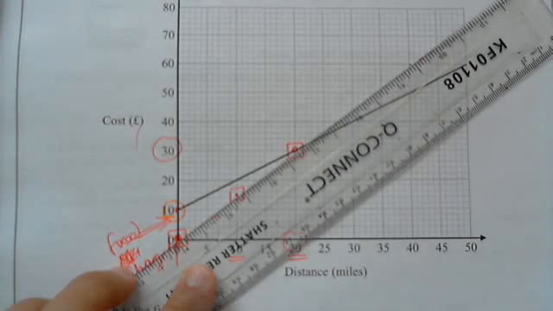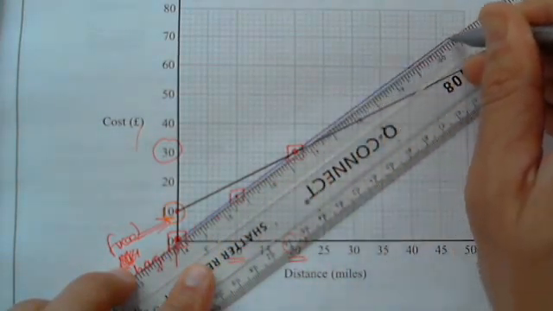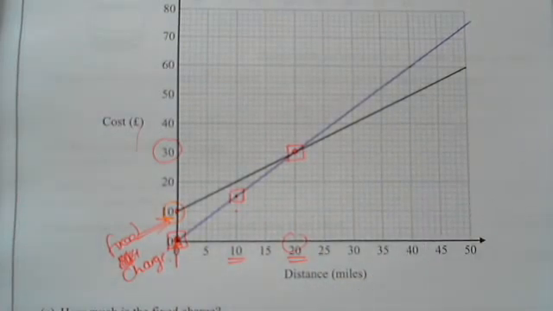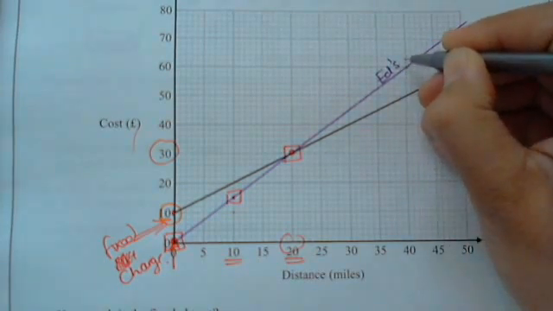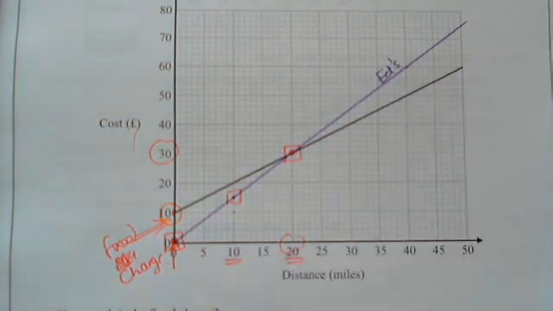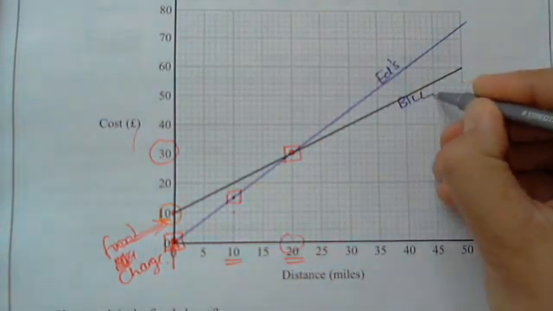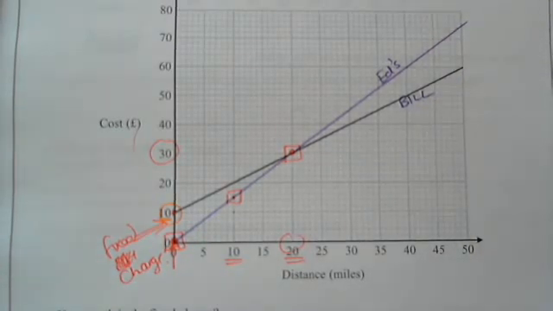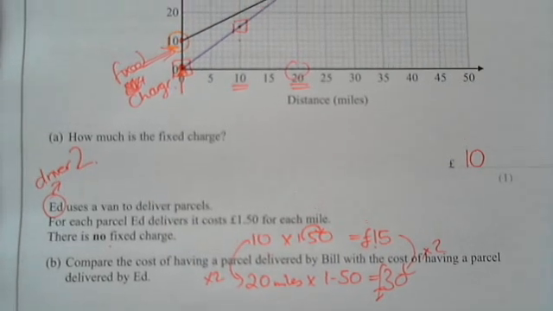I'm just going to change color. Okay, so the purple line is going to be Ed's, and the initial line was Bill's. So we have Bill and Ed's. The question says now, compare the cost of having a parcel delivered by Bill with the cost of having a parcel delivered by Ed. Okay, let's answer this question now.